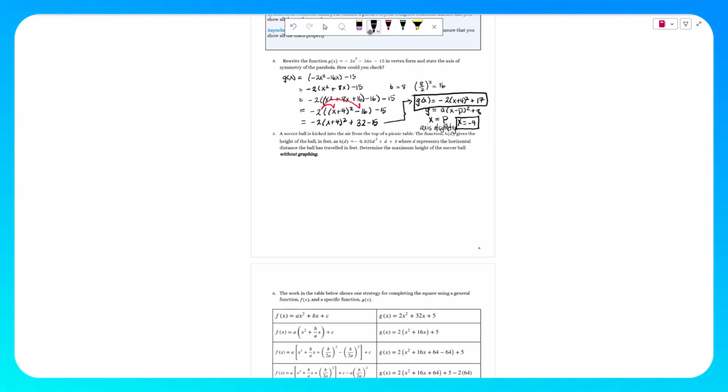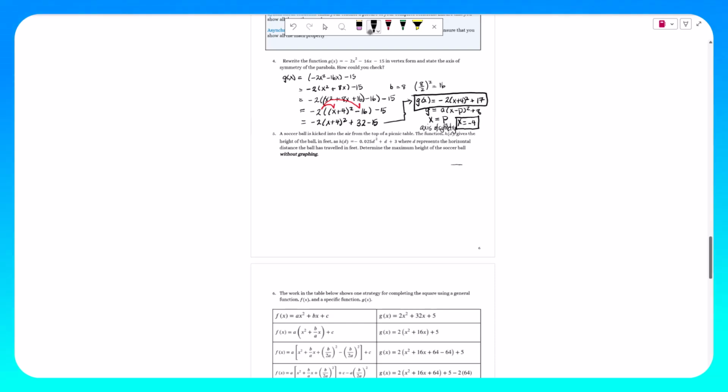So let's move on to example 5. Here we have a word problem. And it says a soccer ball is kicked into the air from the top of a picnic table, and the function h of d gives the height of the ball in feet as h of d equals all of that, where d represents the horizontal distance.